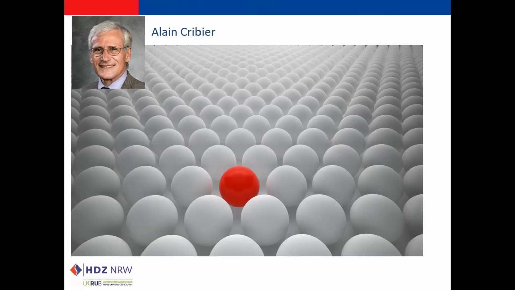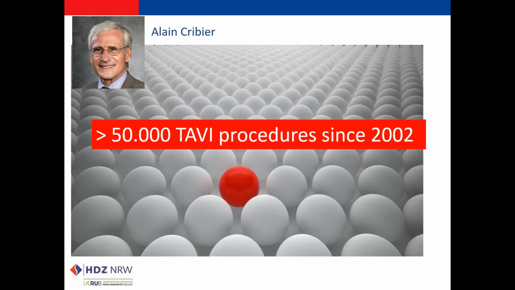Since 2002, when Alain Cribier was the first, transcatheter aortic valve replacement has become an established, less invasive alternative to surgical valve replacement in high-risk patients. Meanwhile, more than 50,000 TAVI procedures have been performed worldwide, and due to the demographic change, there still will be a dramatic increase expected and an expansion of indications.